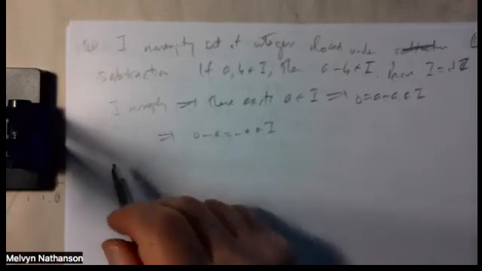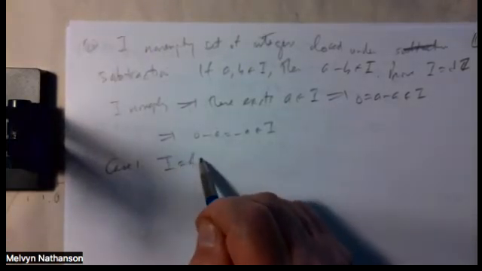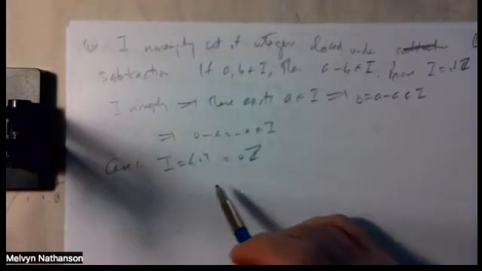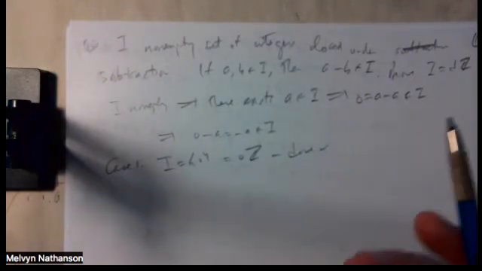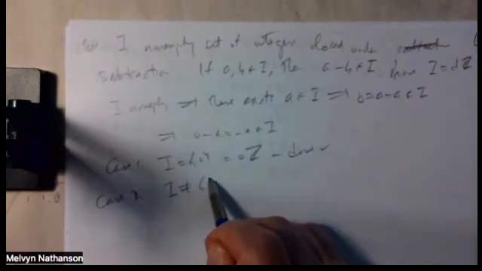So of course, there are two cases. Case 1 is I just consists of 0, which is all multiples of 0, because 0 times anything is 0, and we're done. We win. So if I only contains 0, I is the set of all multiples of 0. And of course, case 2 is the interesting case where I is not just 0.